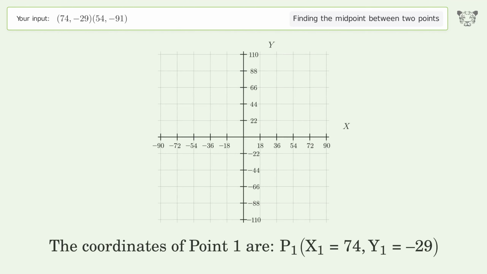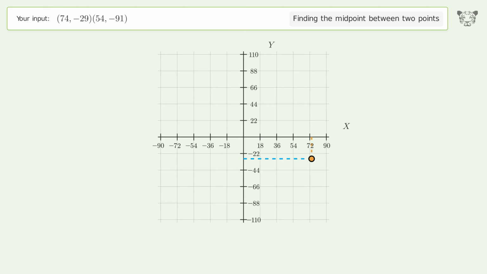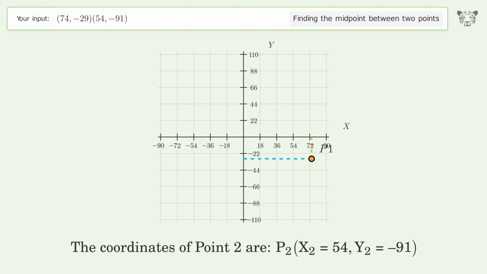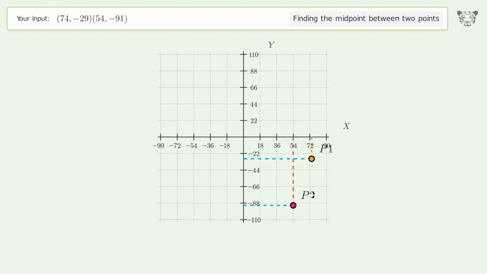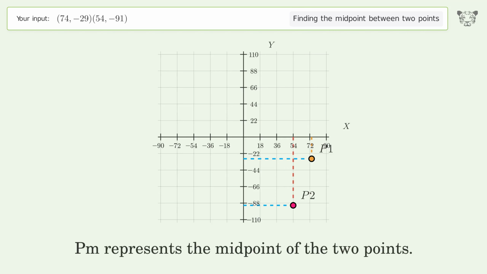The coordinates of point 1 are, x1 equals 74, y1 equals negative 29. The coordinates of point 2 are, x2 equals 54, y2 equals negative 91. PM represents the midpoint of the 2 points.